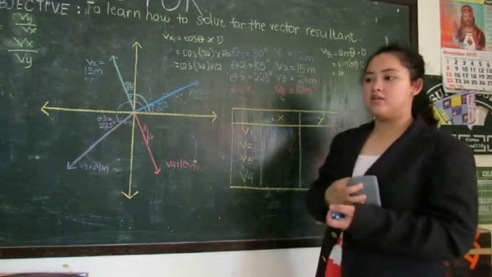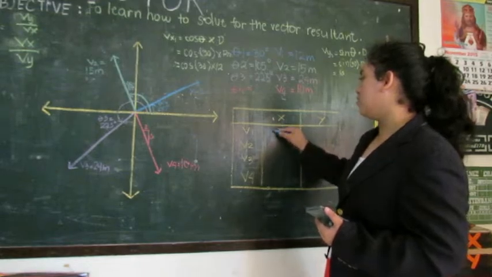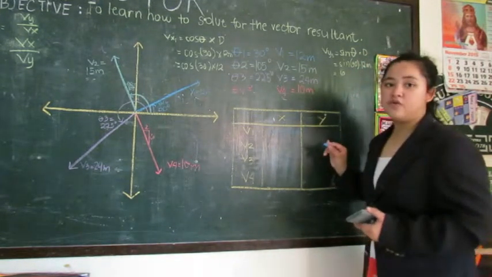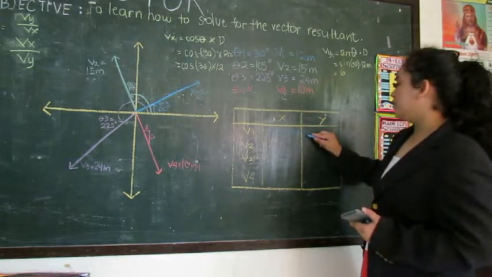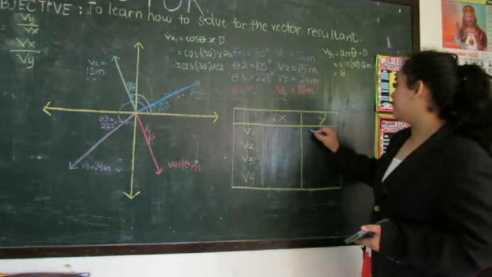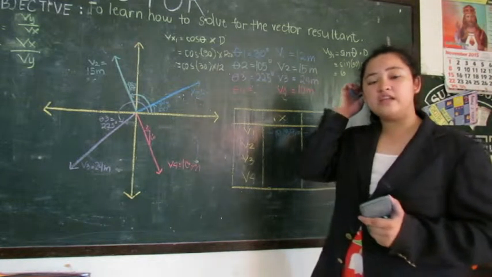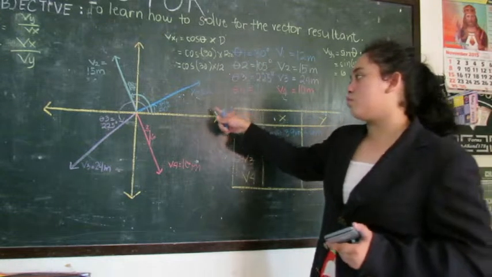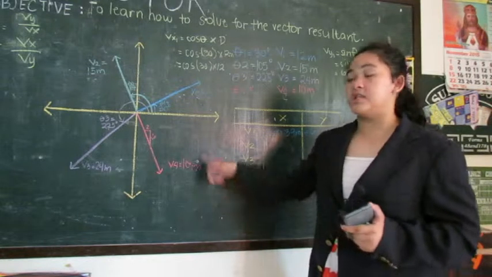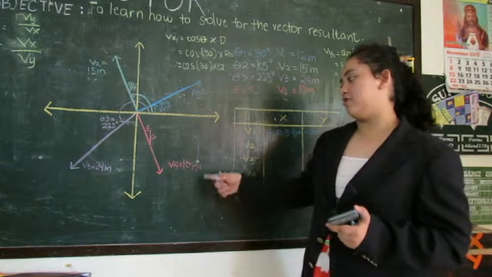In writing, we have to put the units. In Vx1, since we have the unit of meters, we have to put meters. In Vy1, we have to use meters too. In quadrant 1, we have positive, so positive 6 meters. For solving quadrant 1, quadrant 2, and quadrant 3, we have the same solution as in quadrant 1. The only difference is how to solve in quadrant 4.